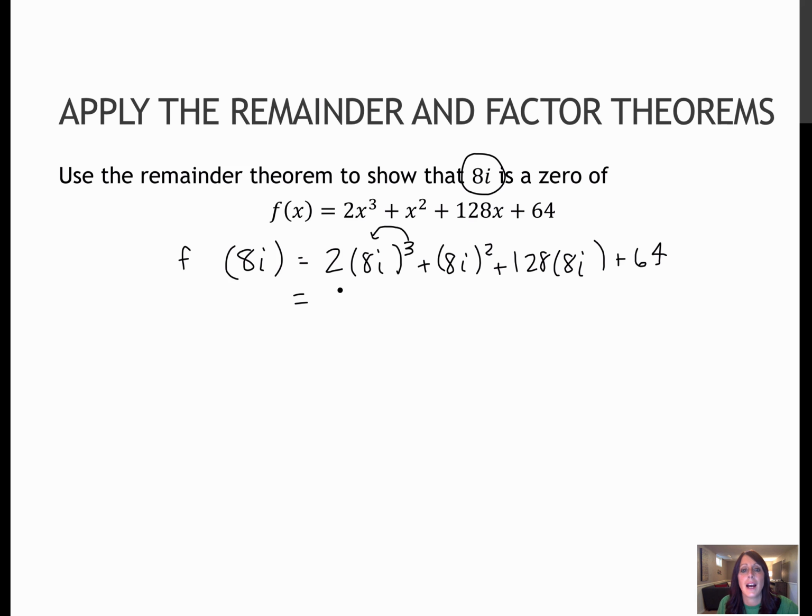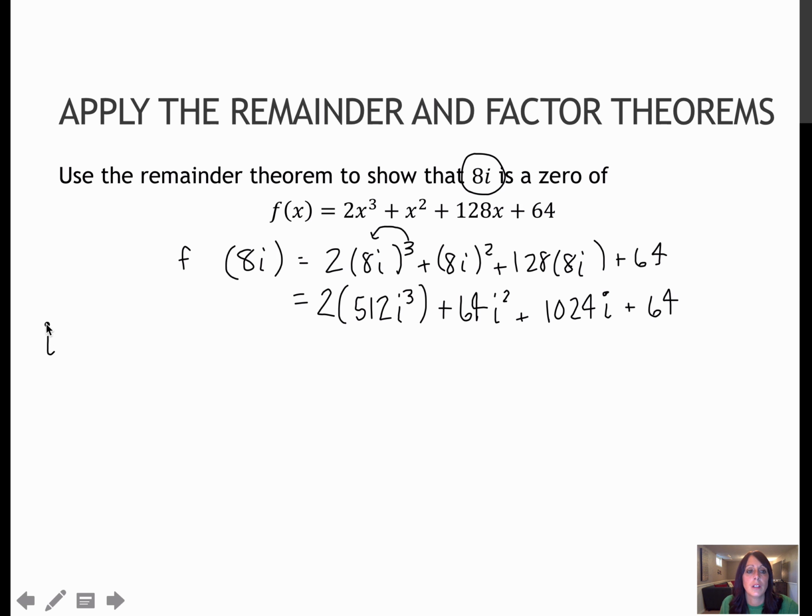If I cube 8i, I'm going to leave this 2 out here for now. If I cube 8i, I get 512 i to the third, and we'll come back to that. If I square 8i, I get 8 times 8, which is 64, and then i squared. 128 times 8 gives me 1024i plus 64. Now let's remember that i squared is -1. So here I'm going to call this negative 512 with an i left over, because 2 of the i's became -1, but I had an i left over. This is going to be 64 times -1, which is of course -64. And everything else I'm leaving alone for now.